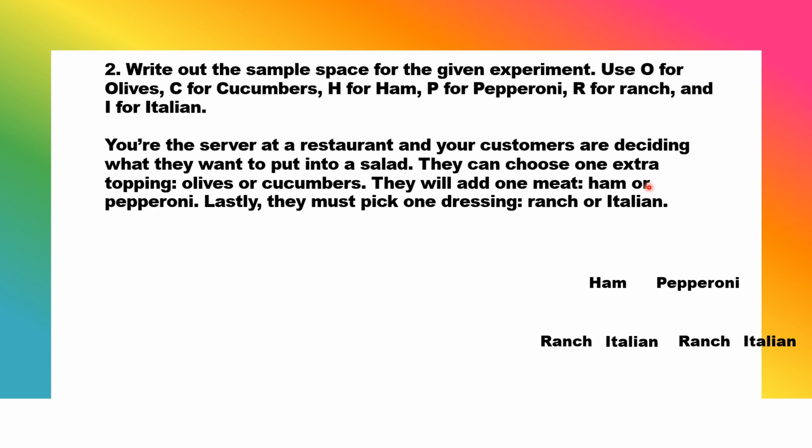All right, so before we begin, we can figure out how many outcomes are supposed to be in our sample space. I have three options. I have a topping, a meat, and a dressing.